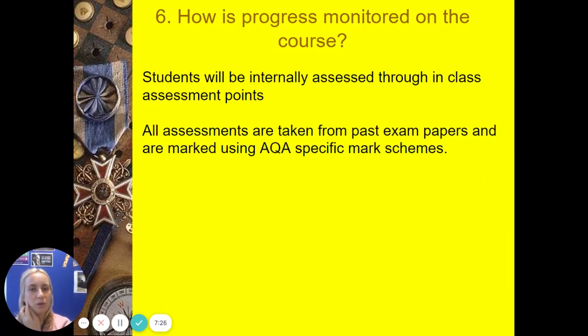So how is progress monitored on the course? Well, students are internally assessed through in-class assessment points. All assessments are taken from past exam papers and are marked using AQA-specific mark schemes. We will also have a Year 10 mock at the end of the year, which again will be marked using the AQA mark scheme, and then we will use the grade boundaries of the year that particular paper came from.